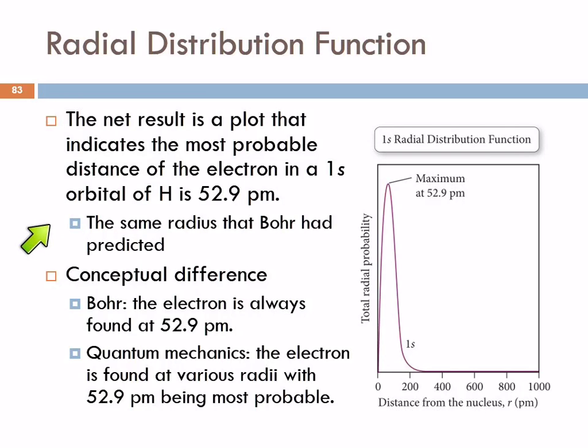But there's an important conceptual difference. In Bohr's model, the electron is always at 52.9 picometers. It's orbiting, traveling in a big circle, always the same distance from the nucleus. In the quantum mechanical model, the electron is found at various radii, but 52.9 is the most probable. So it's around that, but it's not right at that.